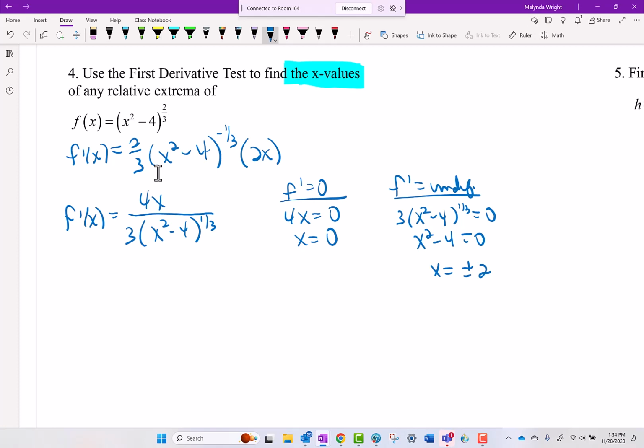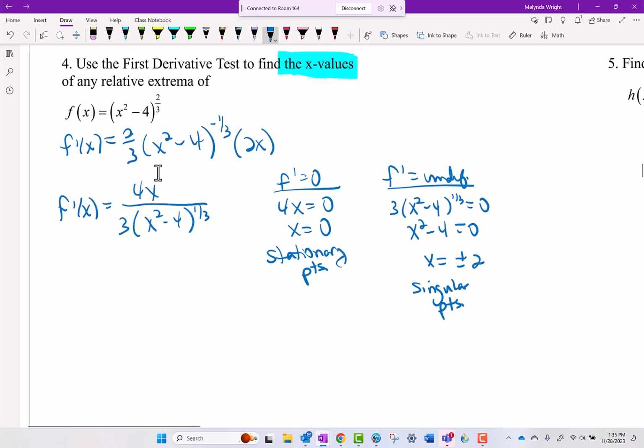So these are called stationary points. They are critical numbers, but their specific name is a stationary point. These are called singular points. Also critical numbers. Both kinds go on the sign chart, the number line. Okay, so I've got a -2, a 0, and a 2. Now I'm hoping that we're good with sign. I'm just going to go ahead and copy the signs down if y'all are all right with that, because I already did that. So the signs for this sign chart went negative, positive, negative, positive.